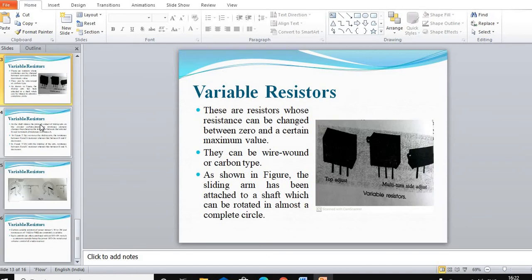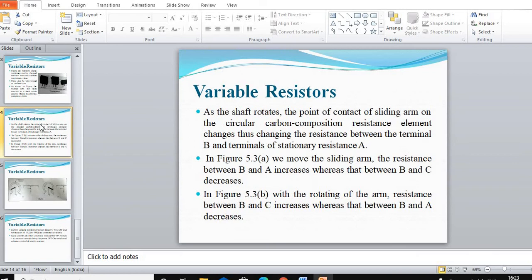Variable resistors. These are the resistors whose resistance can be changed between 0 and a certain maximum value. They can be wire wound or carbon type. As shown in the figure, the sliding arm has been attached to a shaft which can be rotated in almost a complete circle. As the shaft rotates, the point of contact of the sliding arm on the circular carbon composition resistance element changes, thus changing the resistance between the terminal B and the terminals of stationary resistance A.